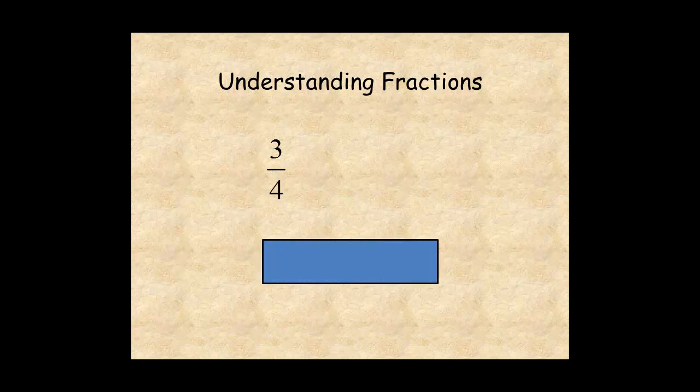Here's a whole unit, divided into 4 equal parts. One of the 4 parts is 1 out of 4, so it's represented by the fraction 1 over 4, or 1/4. 2 of the parts is represented by the fraction 2 over 4, or 2/4. 3 of the parts is represented by the fraction 3/4, and 4 of the parts is represented by the fraction 4/4.